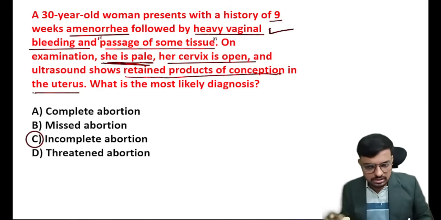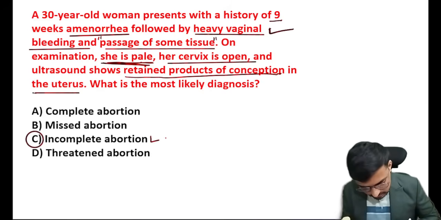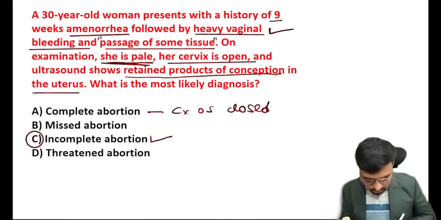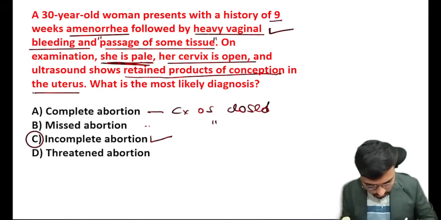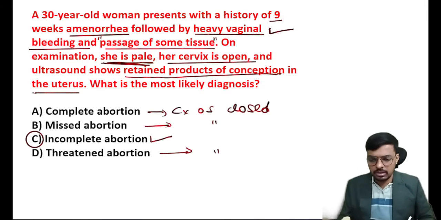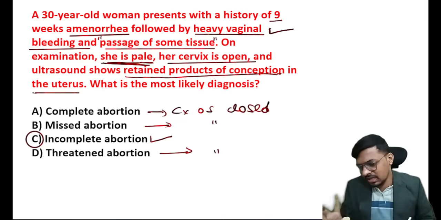I told you in the incomplete abortion the cervix is open, in the complete abortion the cervical os is closed. In the missed abortion again the cervical os is closed. In the threatened abortion, again the cervical os is closed. So this one thing is enough to identify the answer for you all. Only two abortions, one is incomplete abortion and another is the inevitable abortion.